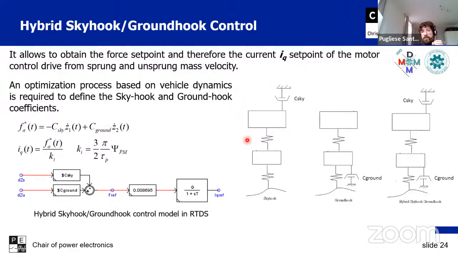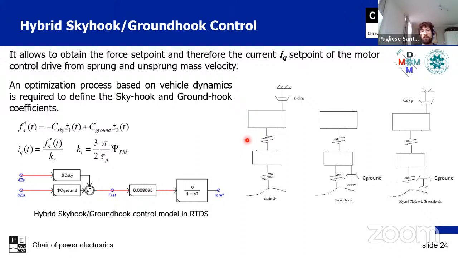So chi sky is trying to emulate a damper which is connected to the sprung mass of the car, and of course it is clear that it is giving an impact on the comfort, because I'm damping the oscillation of the chassis where I'm sitting. If I do only a pure ground hook control, what I'm doing is including in the model of the controller of the suspension something which is always providing a contact with the road. So it means that I'm increasing the road holding.